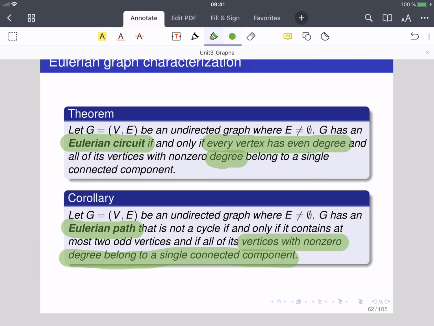And then what we want to check is if the number of odd vertices in this graph is at most 2. Okay, and we will see that this follows directly from the previous theorem. So if we have no vertices of odd degree, then we have a circuit that uses all the edges in the graph once and only once.